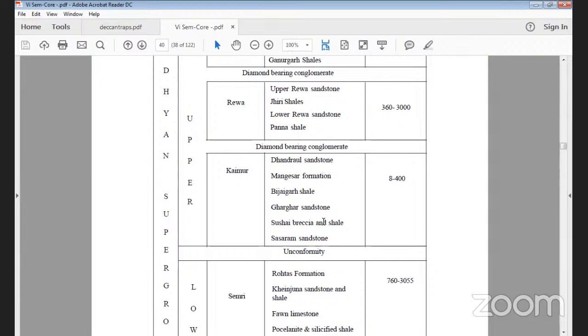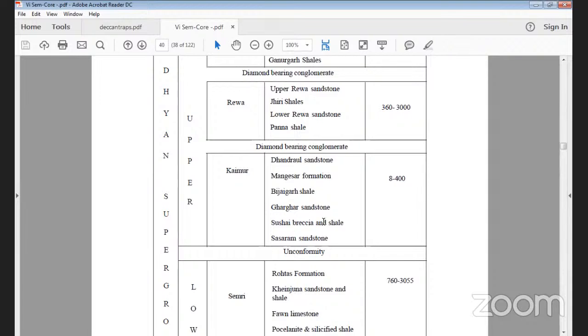In the Kaimur group, the formations are Sasaram sandstone, Susnai breccia and shale, Ghoraghat sandstone, Bijaigarh shale, Markundi formation, and Dhandraul sandstone. The thickness is 8 to 400 meters. Here there is an important formation called the diamond bearing conglomerates, located between the Kaimur and the Rewa.